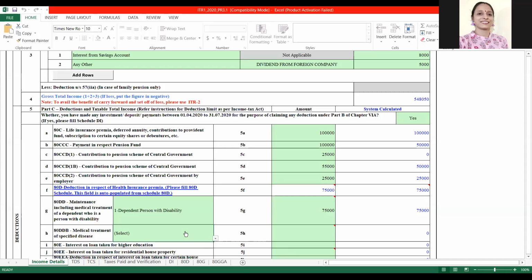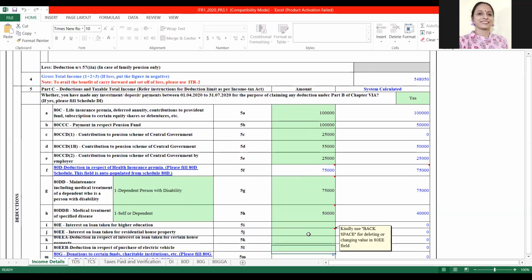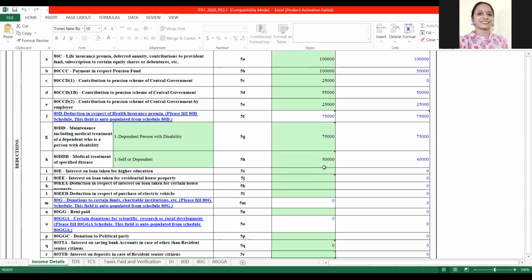Now, which are the specified diseases? Basically, these diseases are, say for example, neurological disorder, where you have more than 40% neurological disorder, or chronic cancer, or HIV/AIDS. Even Corona was supposed to be covered over here, but it was not included by the government. So Corona is not included in this particular list. Now, say for example, 80DD for self or dependent, 1,000. So your maximum amount available is 40, and that is why it is taking only 40,000 deduction.